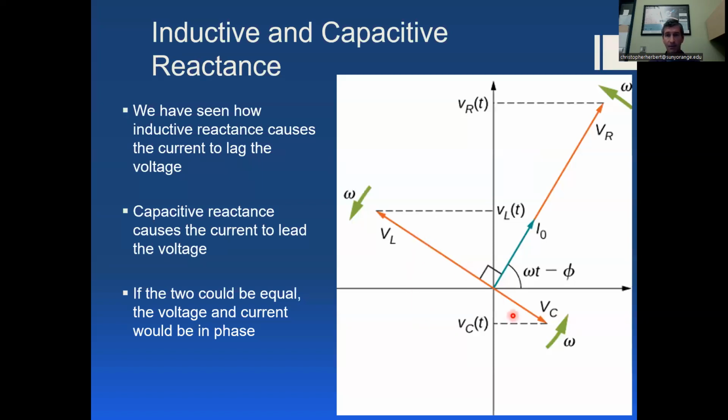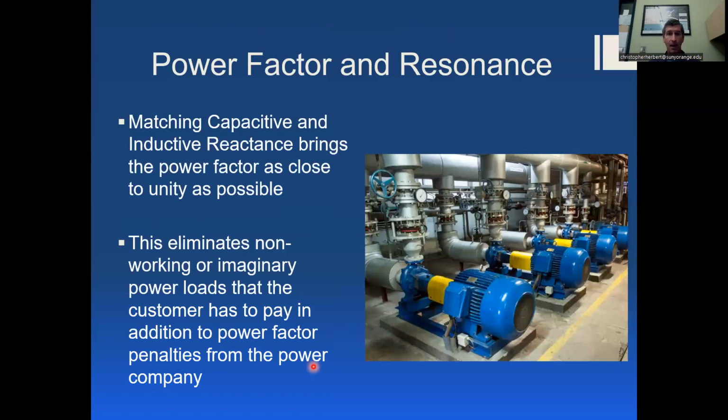Now, if we can make the voltage across the inductor equal and opposite to the voltage across the capacitor, which happens when the inductive reactance and the capacitive reactance are equal to one another, we will get the resonance condition. And again, power factor is very, very important in terms of this. Matching our capacitive and inductive reactance eliminates that non-working or that imaginary power load where we're backfeeding energy onto the grid and requiring the grid to actually take more power than we can actually use.